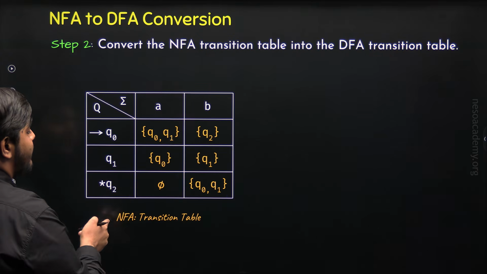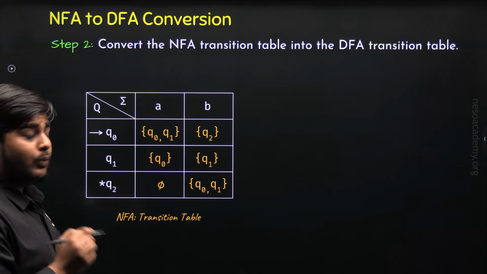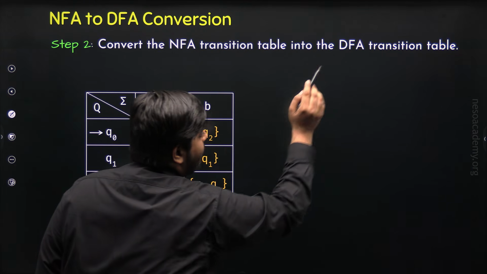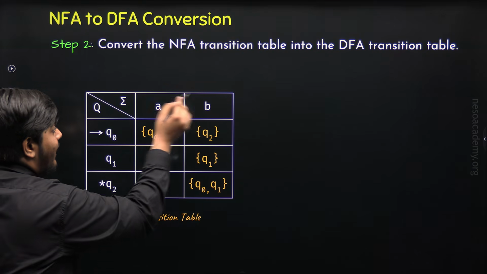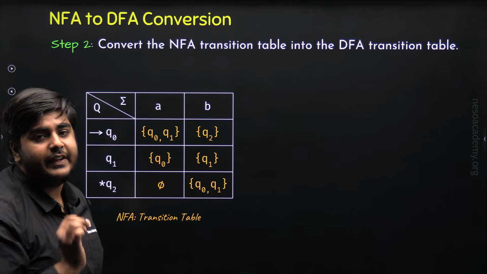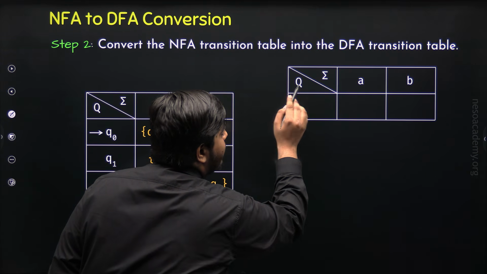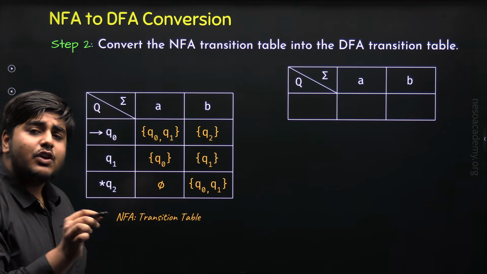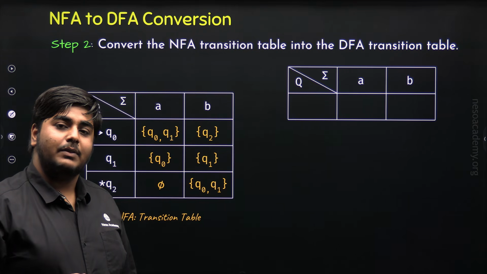So we have got the transition table of NFA in step number 1. And now according to step number 2, we need to convert this NFA transition table into the transition table of DFA. How do we convert? The header row of the NFA table will be exactly the same as the header row of the DFA table. So while creating the DFA table, we will have the same header row, Q sigma A B, because A and B are the same input symbols in case of DFA also. Now we will fill all the other entries of this DFA table.